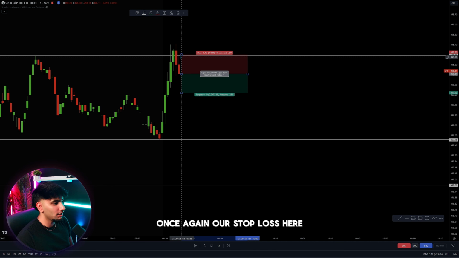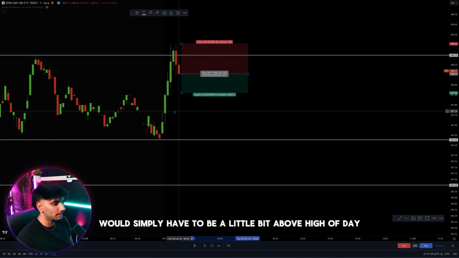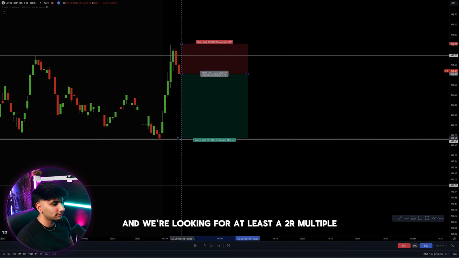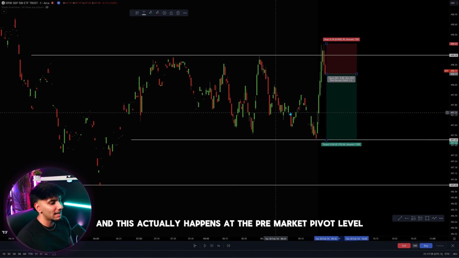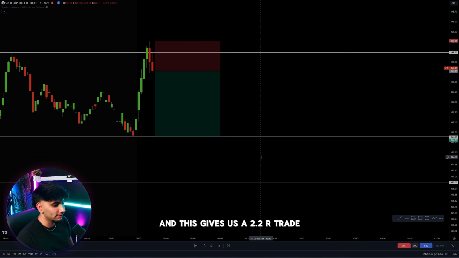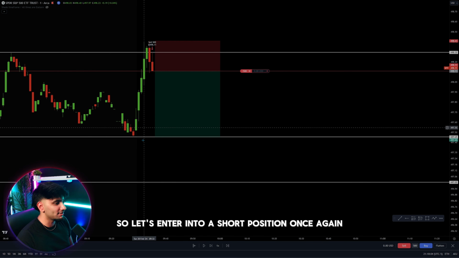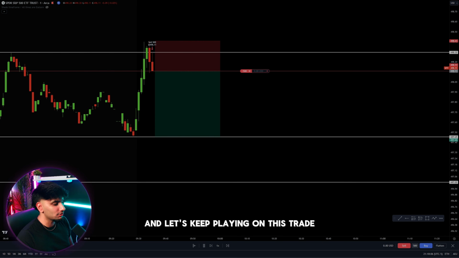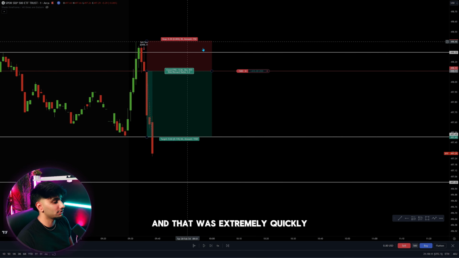Once again, our stop loss here would simply have to be a little bit above high of day, and we're looking for at least a 2R multiple, and this actually happens at the pre-market pivot level, and this gives us a 2.2R trade. So let's enter into a short position once again, and let's keep playing out this trade. And that was extremely quick.